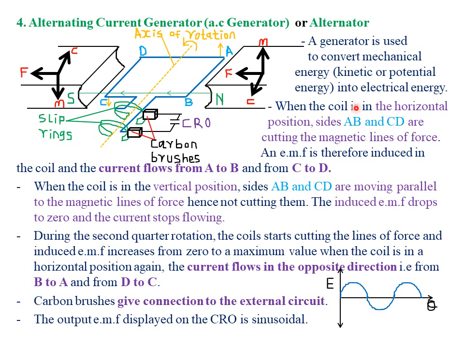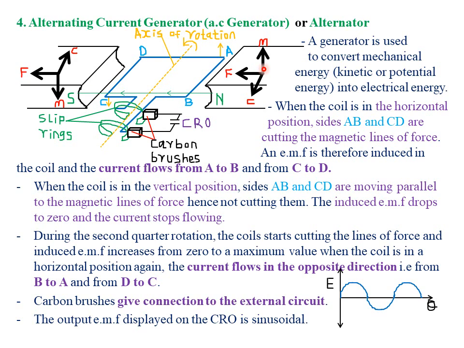So when the coil is in the horizontal position, the sides AB and CD are cutting the magnetic lines of force. Therefore, an EMF is induced in the coil, and the current flows from A to B and also from C to D. Remember, we said that a generator converts mechanical into electrical energy. Therefore, a generator is simply a dynamo, and when dealing with dynamos, we use strictly Fleming's right-hand rule. So we want to apply Fleming's right-hand rule to determine the direction of the EMF that will be induced in this particular coil, that is the coil A, B, C, and D.